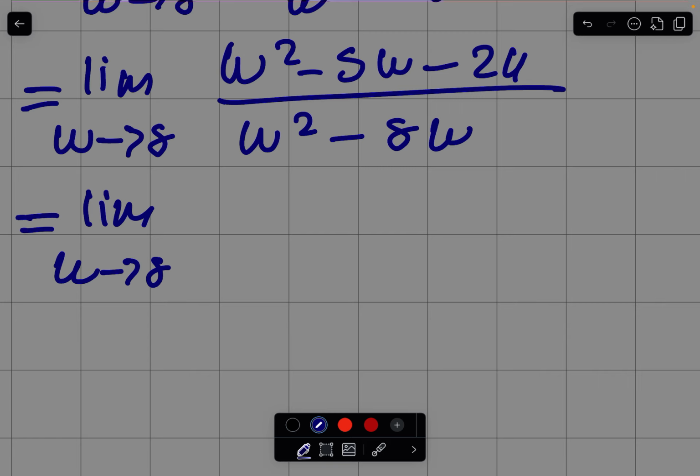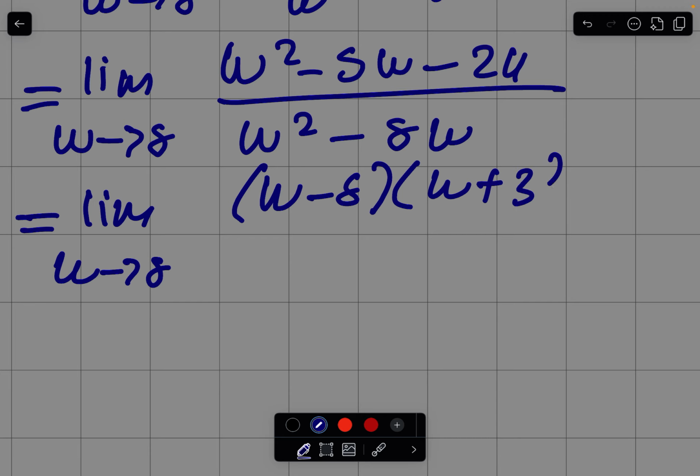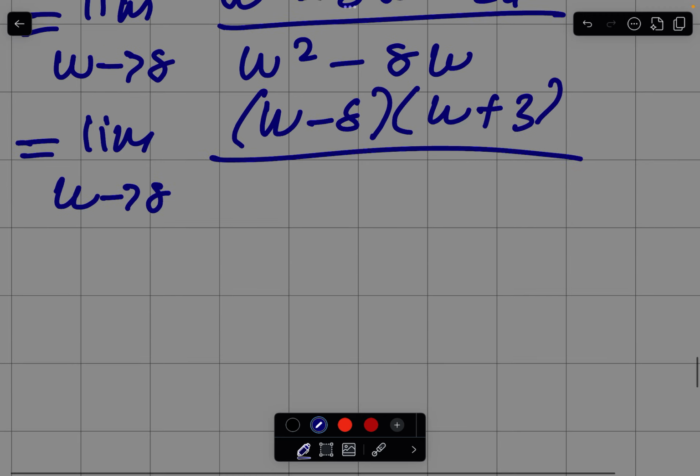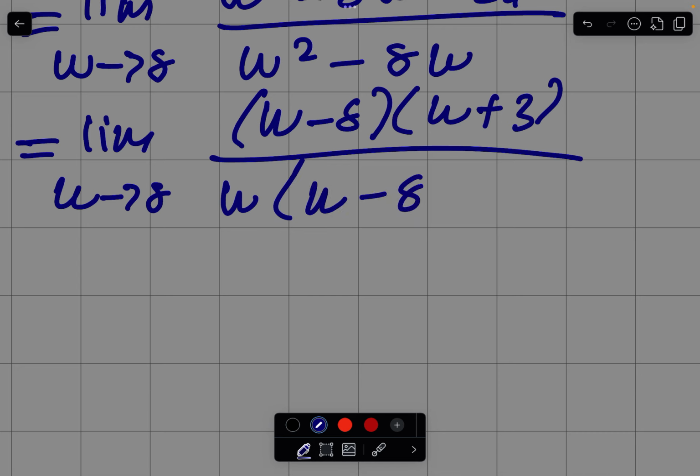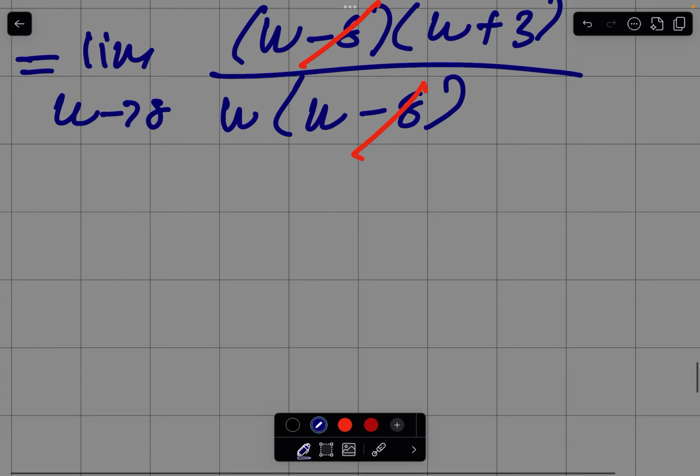You can also use the quadratic formula if you don't know the factors, but then the factors are w minus 8 into, I think, let me see, w plus 3. Therefore, here in the numerator you have a common factor of w. You have w into w minus 8. Therefore, you know that this one cancels this one.